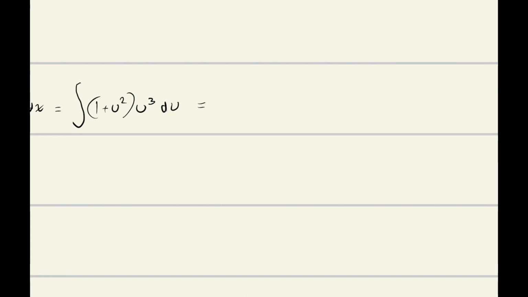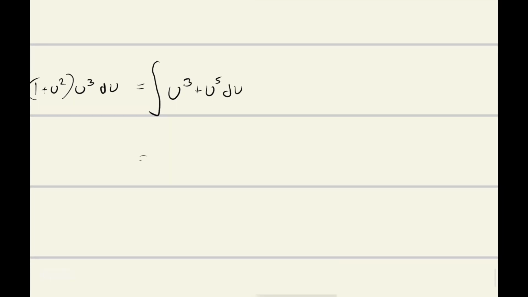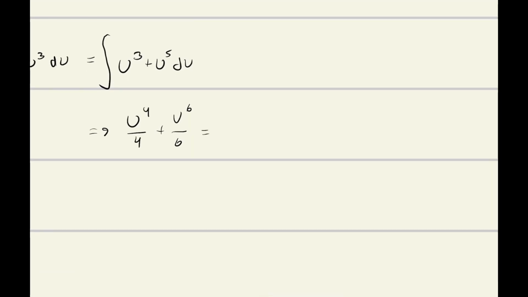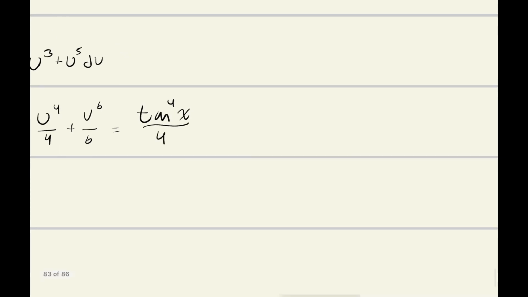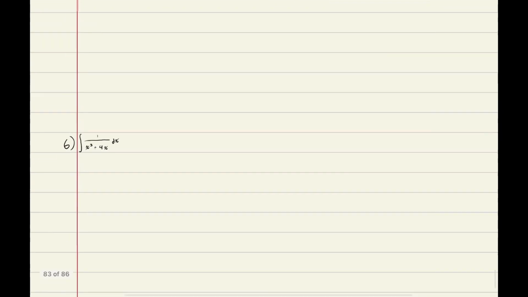And we can go ahead and FOIL, and that'd be the integral of u cubed plus u to the 5th du. When we integrate this, we get u to the 4th over 4 plus u to the 6th over 6. And we can rewrite this using u is equal to tan x, and we get tan to the 4th x over 4 plus tan to the 6th x over 6 plus c. That'd be the final answer for number 5.